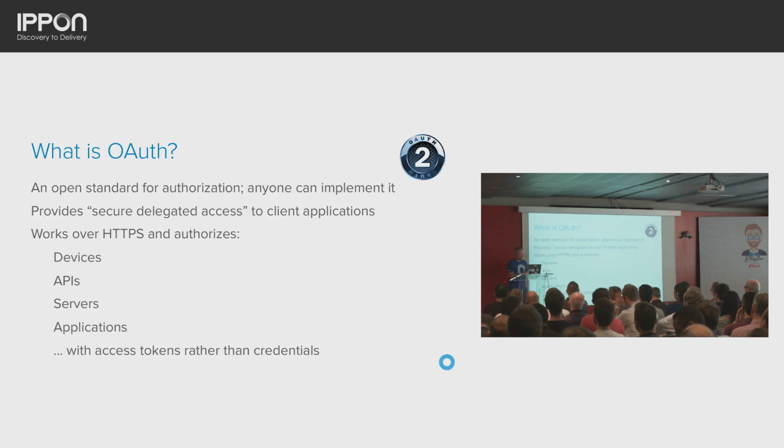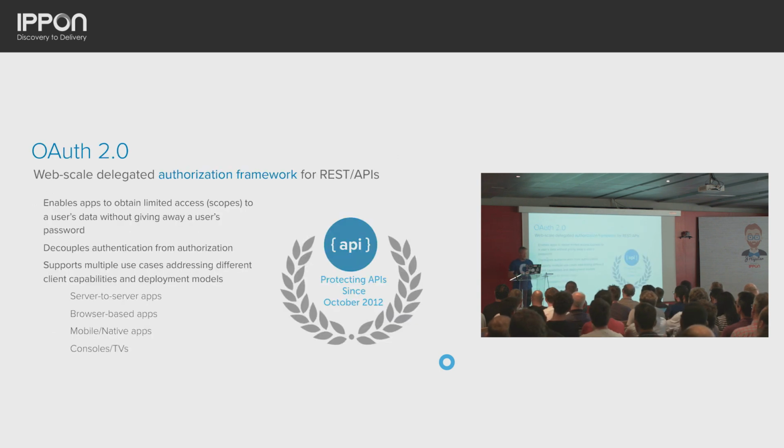So OAuth is an open standard for authorization. It actually stands for Open Authentication. Anyone can implement it. It basically does secure delegated access to client applications, and it works over HTTPS and authorizes devices, APIs, servers. It was really a response to SAML. SAML was great for the web, but it really didn't work for devices and IoT and TVs and things like that. And OAuth can work with those. And it uses access tokens.